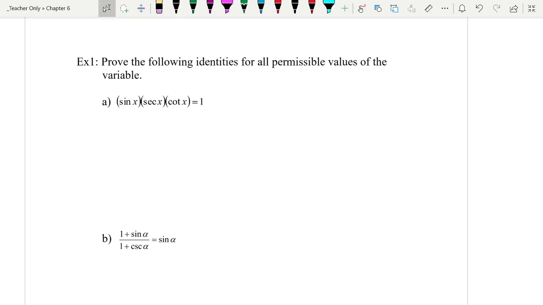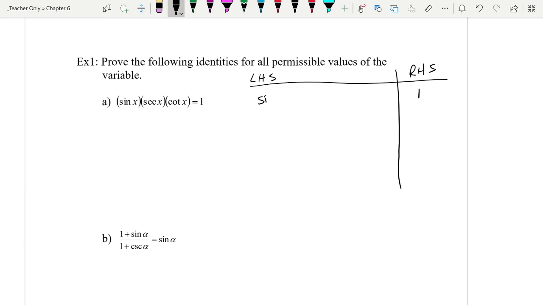Prove the following identity for all permissible values of the variable. So I'm going to make a little chart: left-hand side and right-hand side. Well, this right-hand side is just 1. But the left-hand side is the sine of x times the secant of x times the cotangent of x. How do I prove that that's 1? Well, again, I'm not moving the 1 around. The 1 stays where it is, and I'm going to take the side that looks more complicated and see if I can prove that it equals the other side.